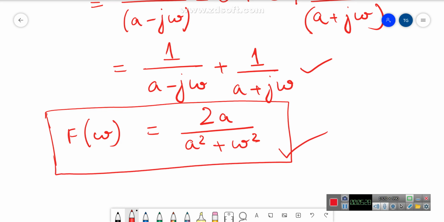So in this video we have seen how we have calculated the Fourier transform of the double-sided exponential, and likewise we can solve for other functions and find out the Fourier transform of other standard signals. So I end my video here. I hope you have enjoyed and understood the concept well, and thank you.